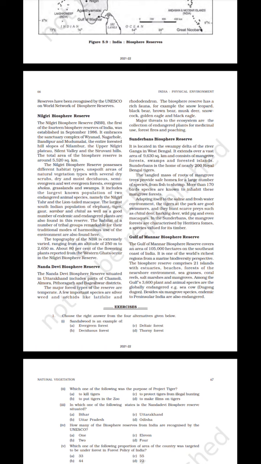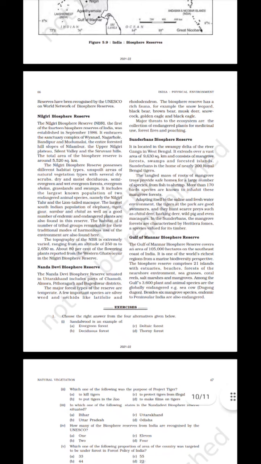as well as a good number of endemic and endangered plants, are also found in this reserve. The habitat of a number of tribal groups, remarkable for their traditional modes of harmonious use of the environment, are also found here. The topography of the NBR is extremely varied, ranging from an altitude of 250 meters to 2,650 meters. About 80% of the flowering plants reported from the Western Ghats occur in the Nilgiri Biosphere Reserve.